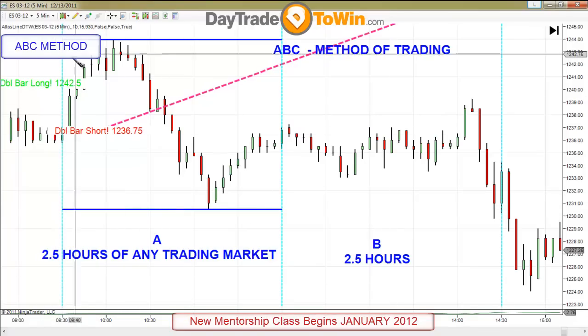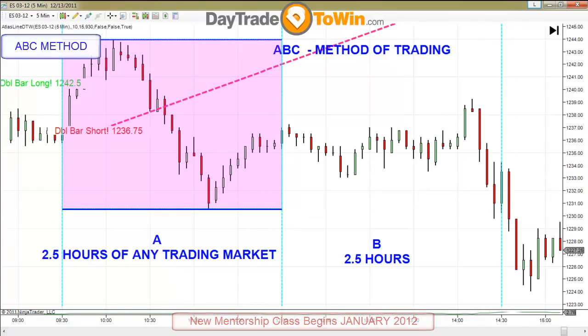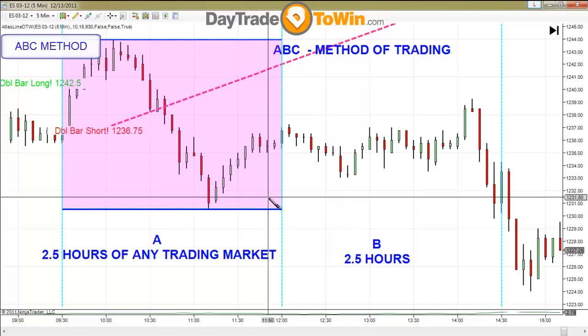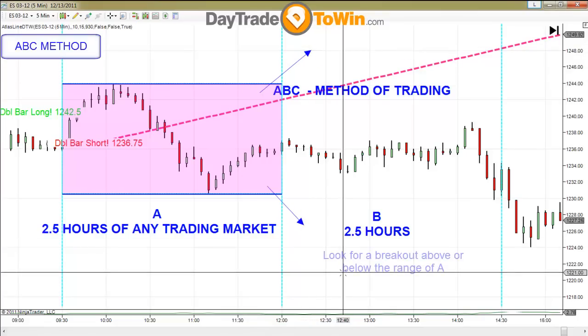And I'm looking for B to break outside of this. Now, it typically does not, so I know what to expect, and you as a trader should know what to expect as well. But when it does break out above or below, that's when I have a trade to the long side or short side based on a day beginning to trend for the day.